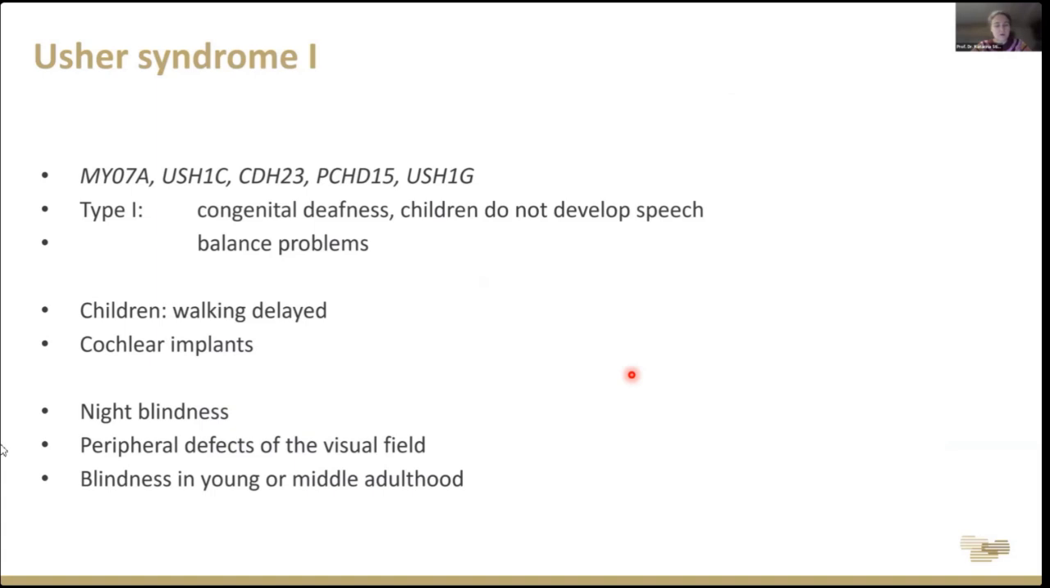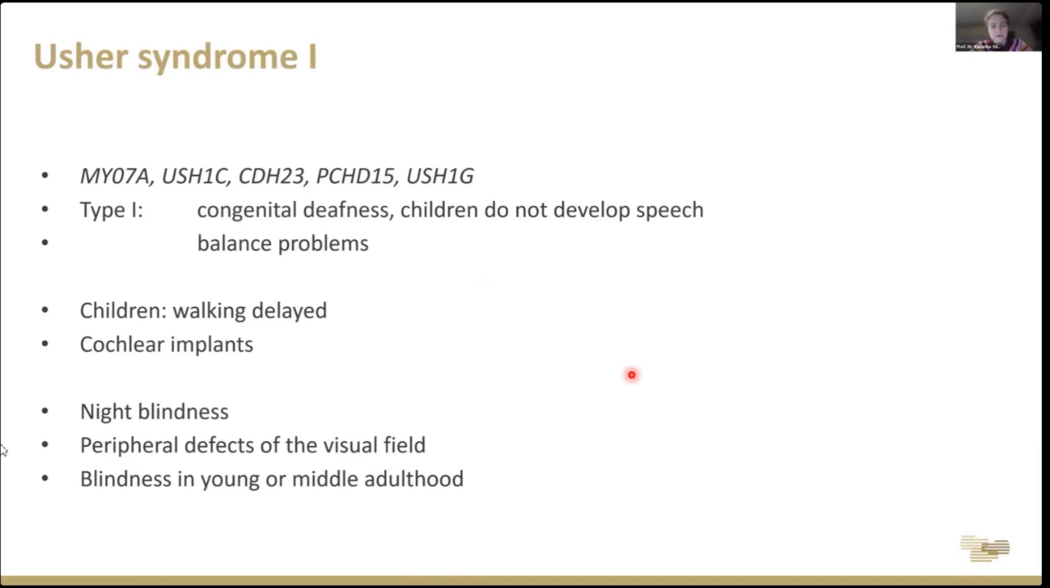If we take a little bit closer look at the subtypes of Usher syndrome, then Usher syndrome 1, the most severe one, has 5 genes that are well known for the association with the disease, and we will learn much more in the second talk about MYO7A being the Usher 1B syndrome.